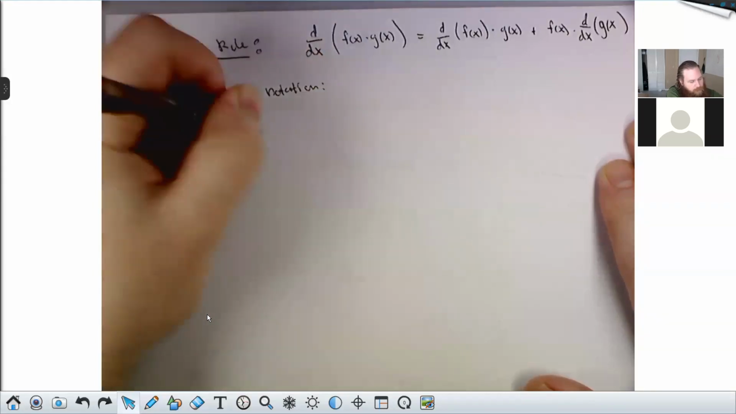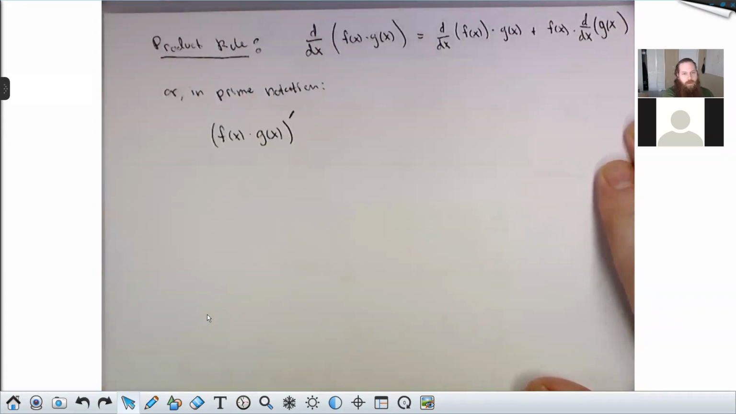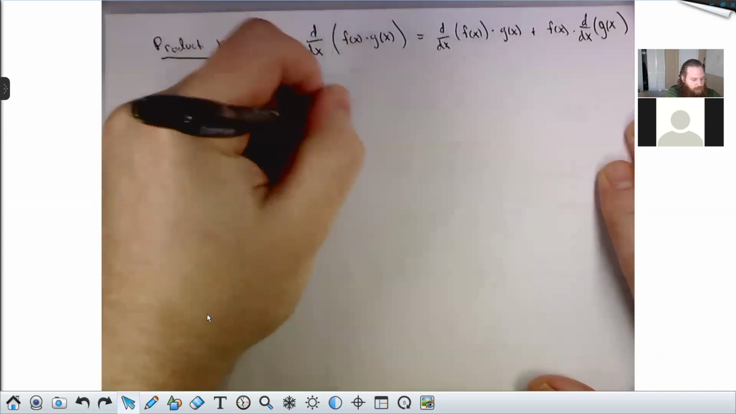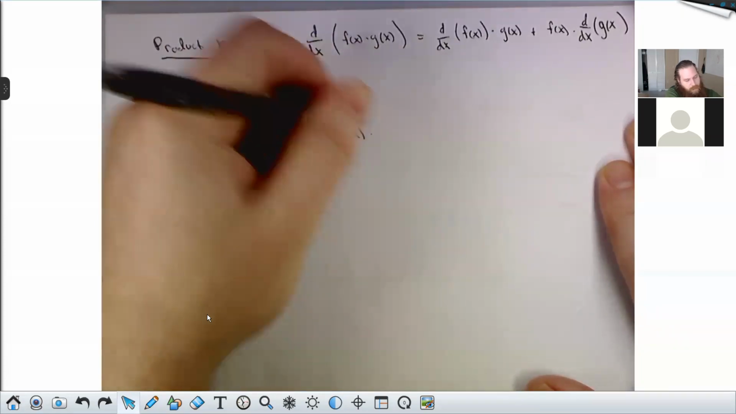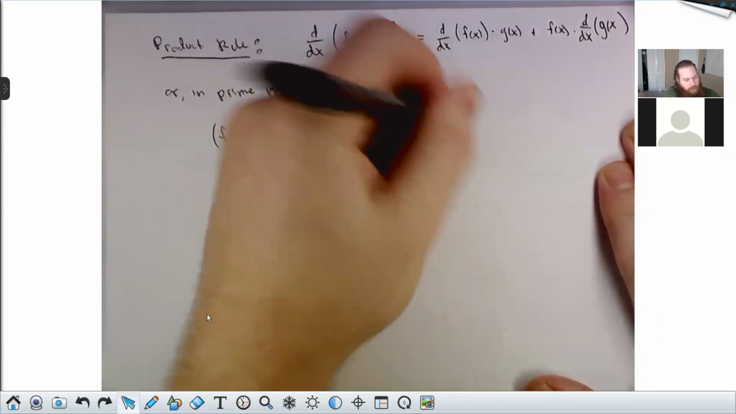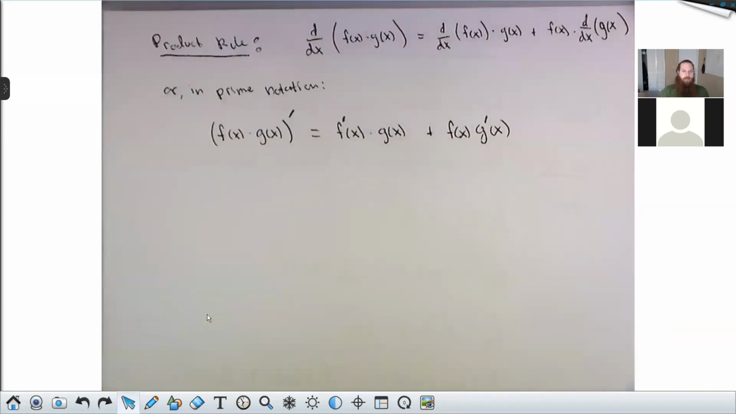if you have f of x times g of x, and you want to prime that whole thing, you want to differentiate that product, this is going to be d dx of f of x, or f primed of x, times g of x plus f of x times d dx of g of x, or g primed of x. I think most people remember it this way. The idea is you differentiate one piece at a time, and then you add them up.